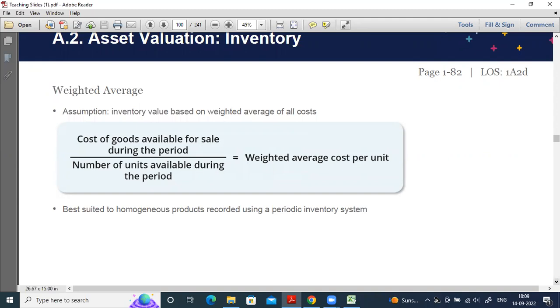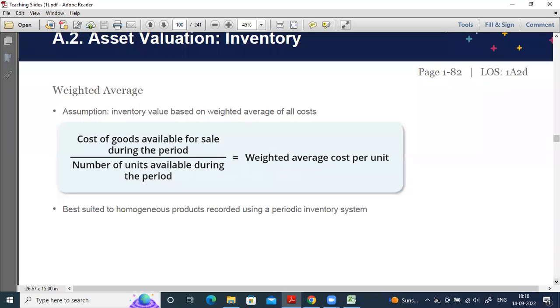In the first in first out method, the material which we purchased first, we considered that particular cost per unit. But weighted average says we need to take an average cost. Suppose the company purchased some units in January and other units in February and March. In January they might have purchased at $10, in February at $15, and in March at $20.